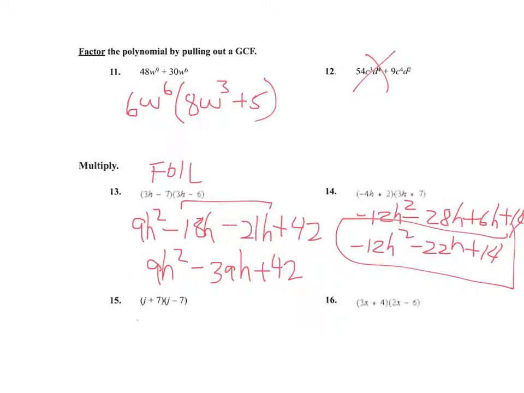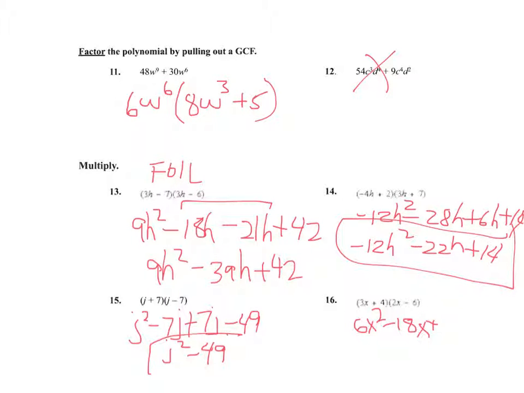Here, using FOIL, we'll get j squared minus 7j plus 7j minus 49. So together we'll get j squared minus 49. Here, using FOIL, we'll get 6x squared minus 18x plus x minus 24. Combining like terms, 6x squared minus 10x minus 24 for our answer.